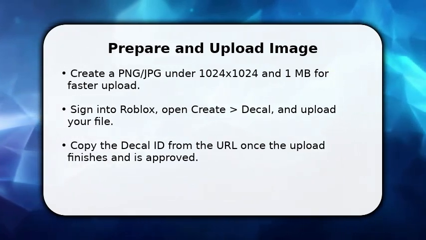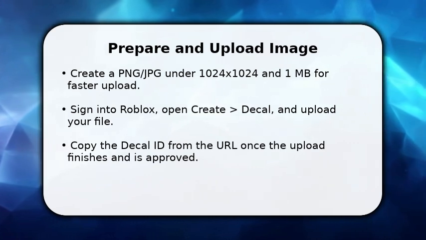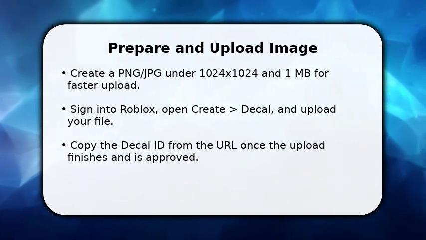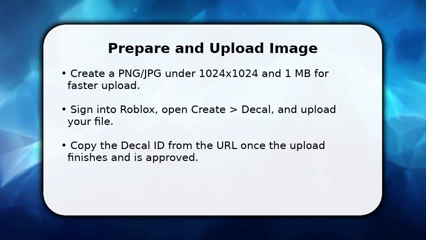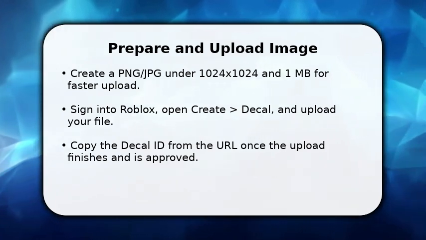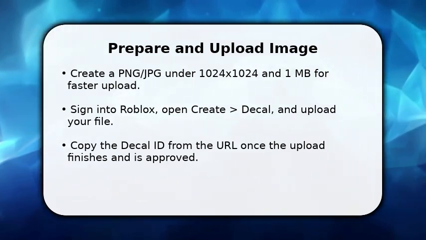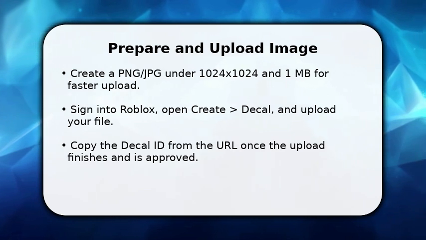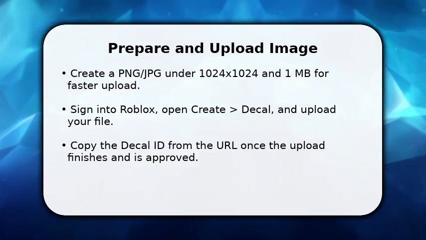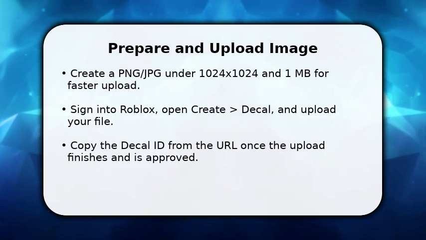Once done, sign into Roblox, go to Create, choose Decal, and upload your file. This is the only built-in way to get images into Roblox. Make sure to wait for approval. When it's approved, copy the numeric Decal ID from the URL. That ID is how you reference the picture in Studio.